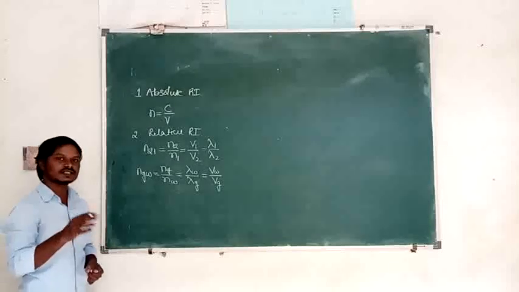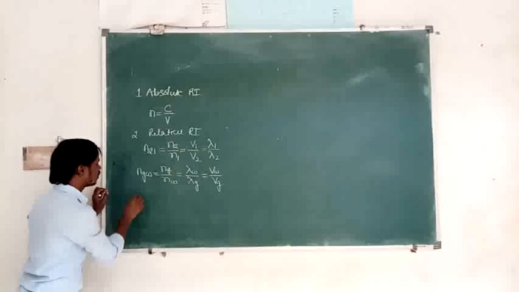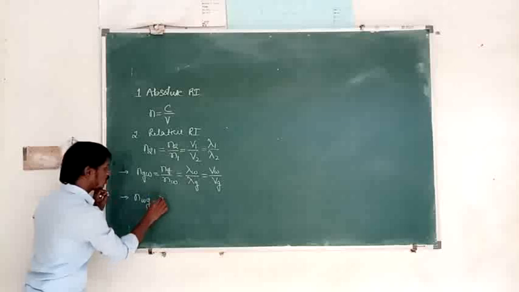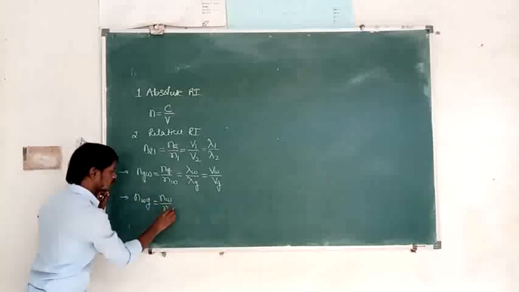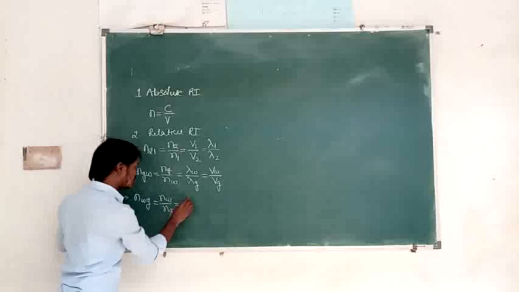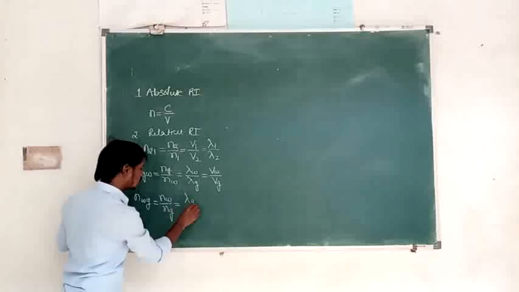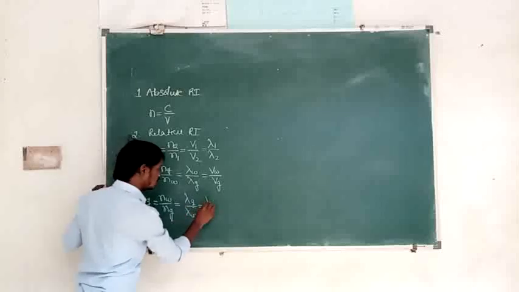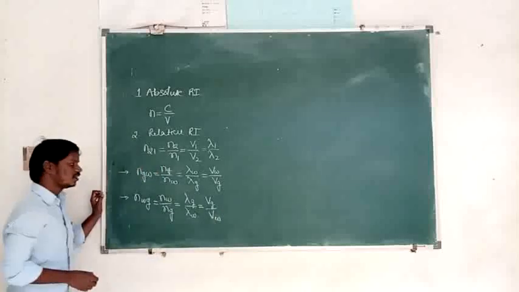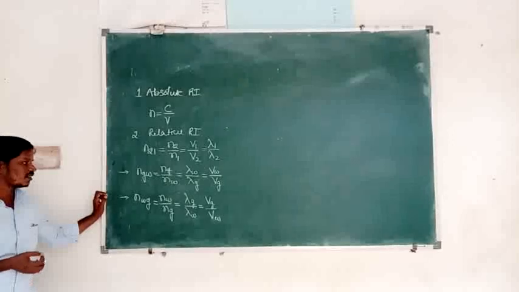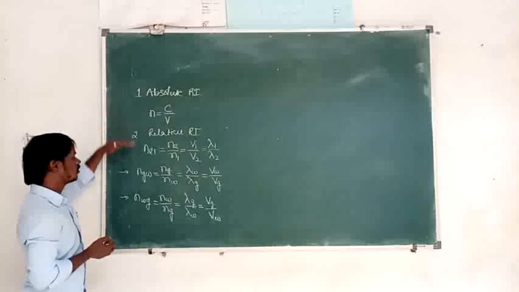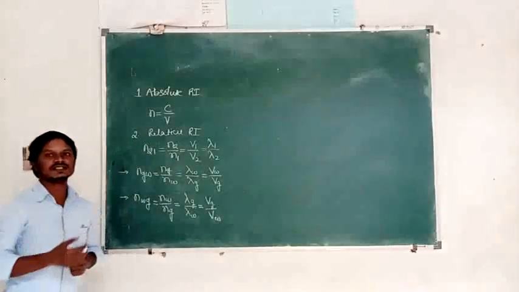Suppose relative refractive index of water with respect to glass, how to write this one? Nwg, that is Nw by Ng, and we can write this one as lambda g by lambda w, and we can write this one as Vg by Vw. Because here refractive index and speed are inversely related, and refractive index and wavelength both are inversely related. So based on this formula, we are going to solve some CET questions.